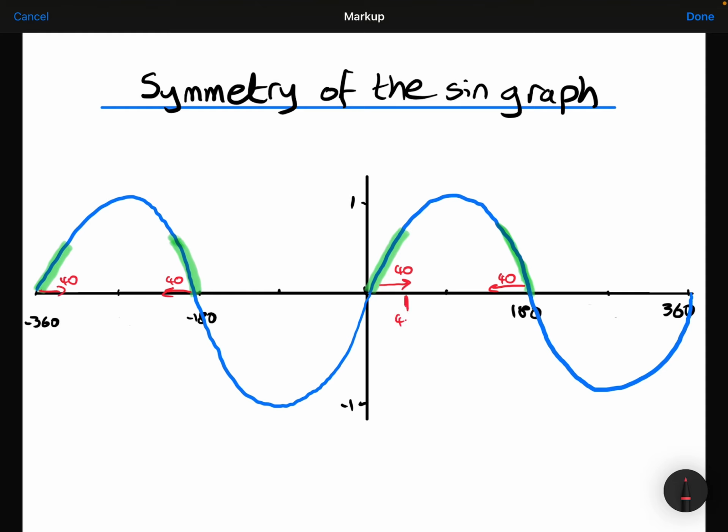So if that angle there was 40 degrees, then I know that this angle here must be 140, because 180 take away 40 is 140. And I know that this angle here would be minus 220, because minus 180 take away 40 is minus 220. And I know that this angle here would be minus 320, because minus 360 add 40 is minus 320. So that's what I mean by the symmetry of the sine graph.